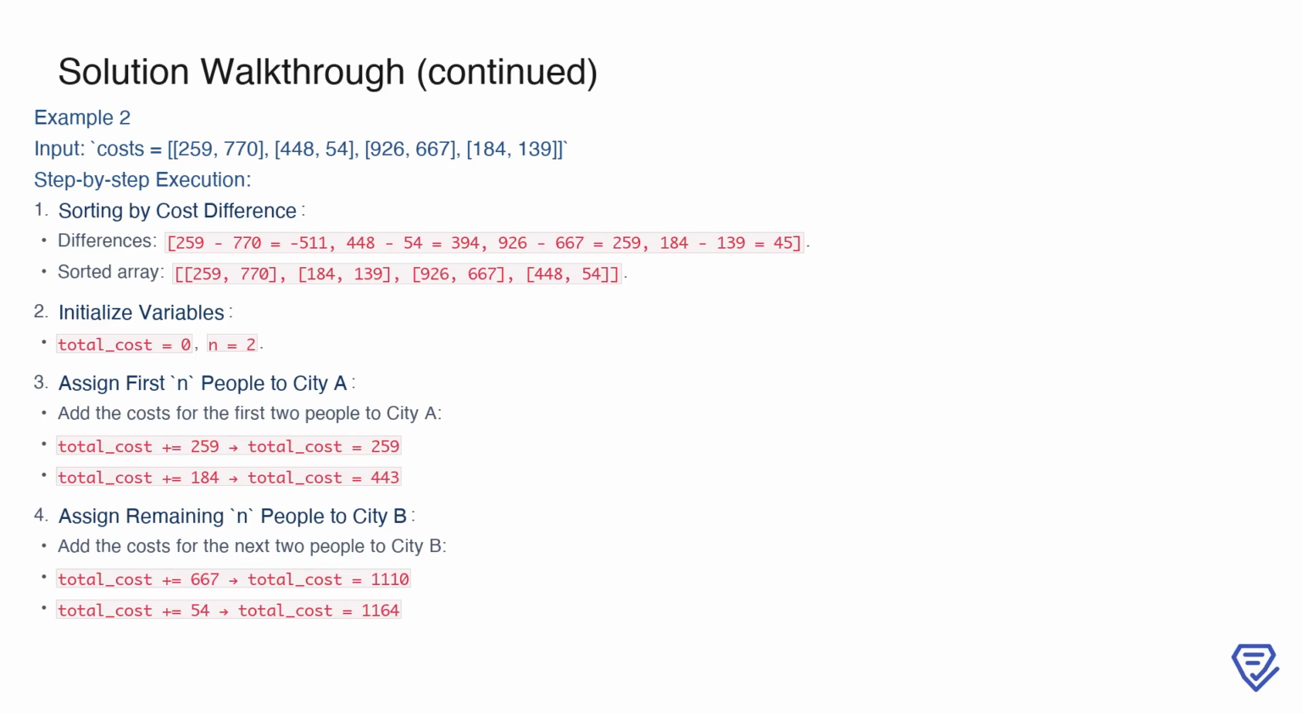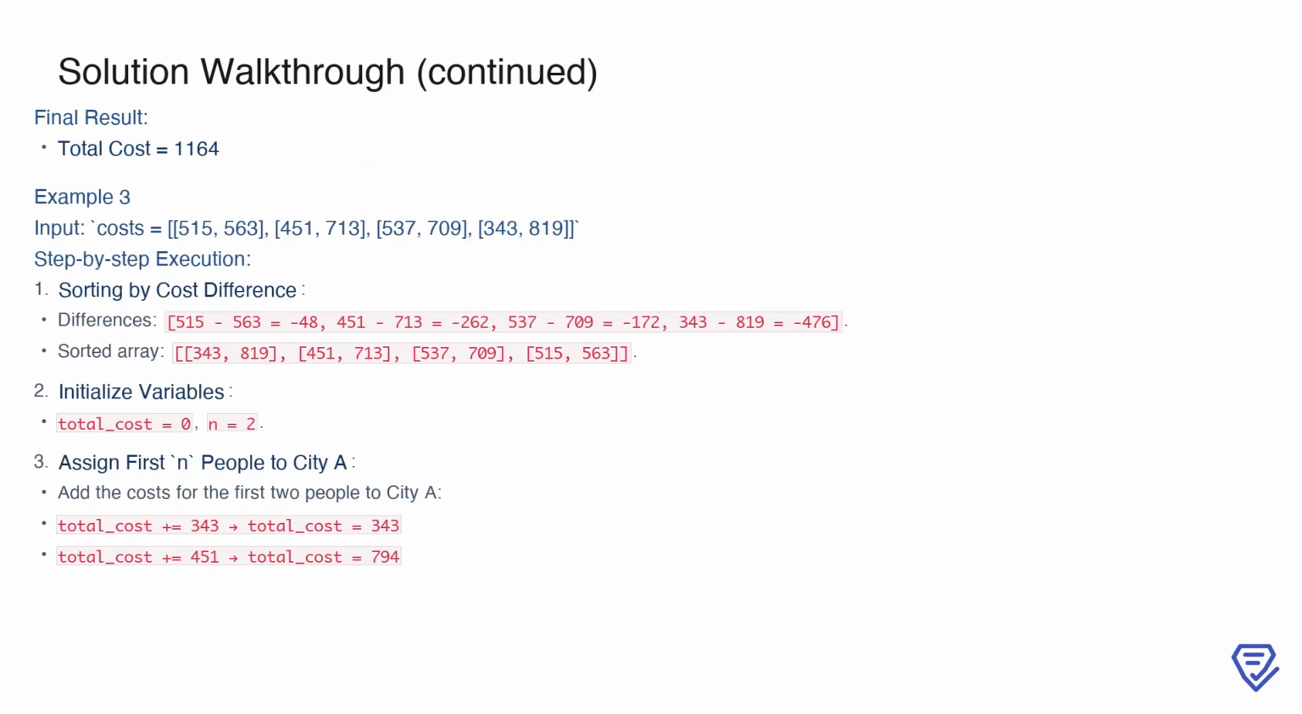For the remaining n people, we assign them to city B. The third person's cost for city B is 667, which increases the total to 1110, and the fourth person's cost, 54, brings it to 1164. Therefore, the total minimum cost for this input is 1164.